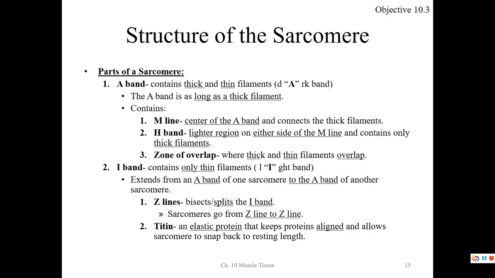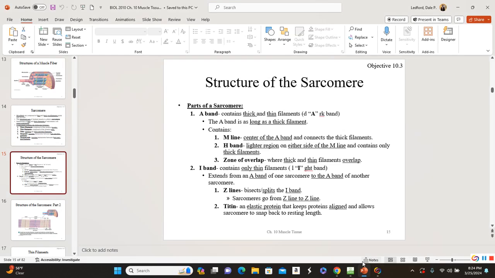Now, what is important here is our M line is the center of the A band. It connects our thick filaments together. Our H band is the lighter region on either side of the M line, contains only thick filaments. The zone of overlap is where thick and thin filaments overlap. Now, I band. I band is only thin filaments.